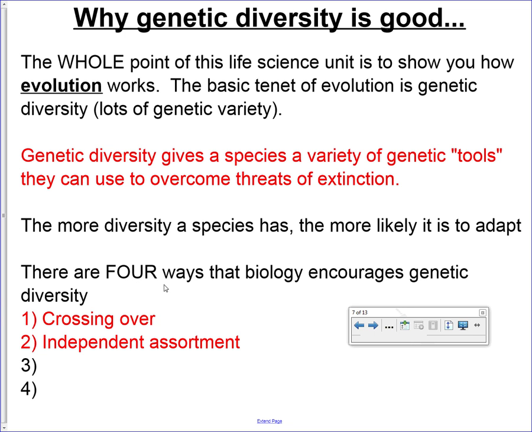There are 4 ways that biology encourages genetic variation. One is crossing over, and the other is independent assortment. Both of these occur during meiosis, which is what makes meiosis such a tremendously important process. Number 3 and number 4 we'll get to in a couple of weeks, so I'm going to keep them hidden for now.